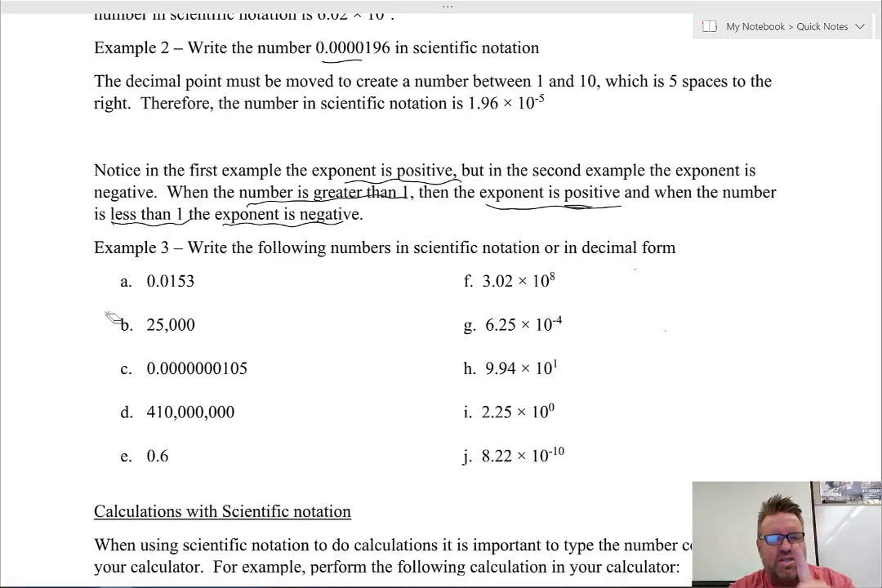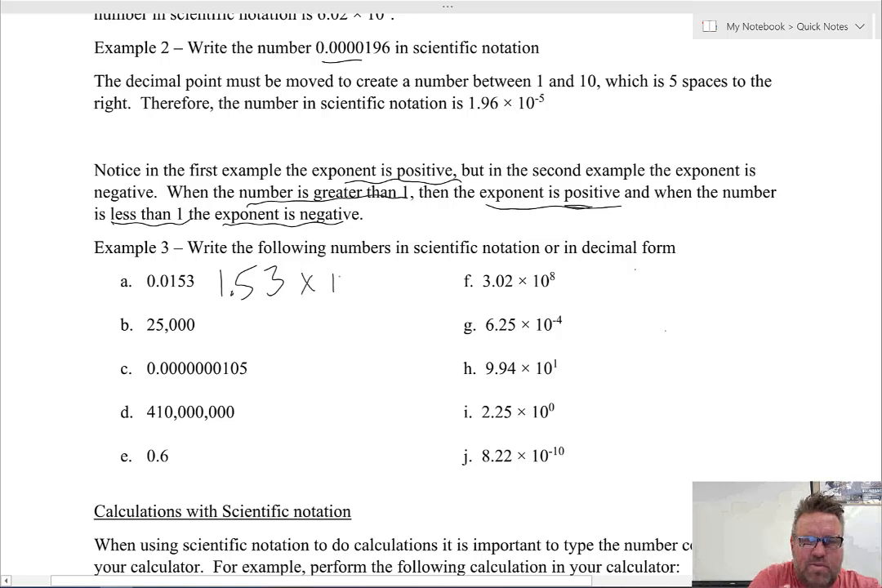So remember, the first thing is it has to be a number between 1 and 10. So instead of 0.0153, I'm going to move that decimal point. So it's 1.53. And that's the only place it can go. It can't go between the 5 and the 3 because that would make it 15.3. It can't go after the 3 because that would make it 153. It has to go between the 1 and the 5.